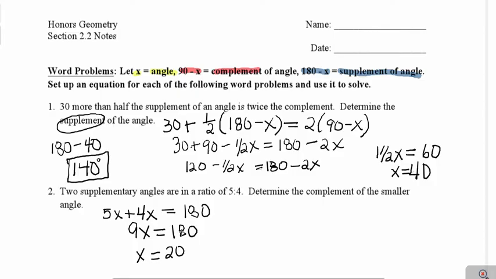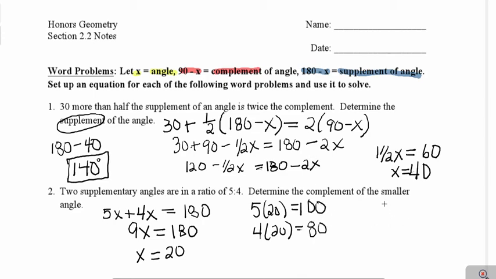And then finally, you need to divide by 9 to get your final answer for x, which is equal to 20. Okay, but I need to find the two angles. So I'm going to plug that 20 into 5x and then plug that 20 into 4x to get the two supplementary angles. So 5 times 20 will give me the first angle, and I know that 5 times 20 is equal to 100. And then 4 times 20 is going to give me the second angle.